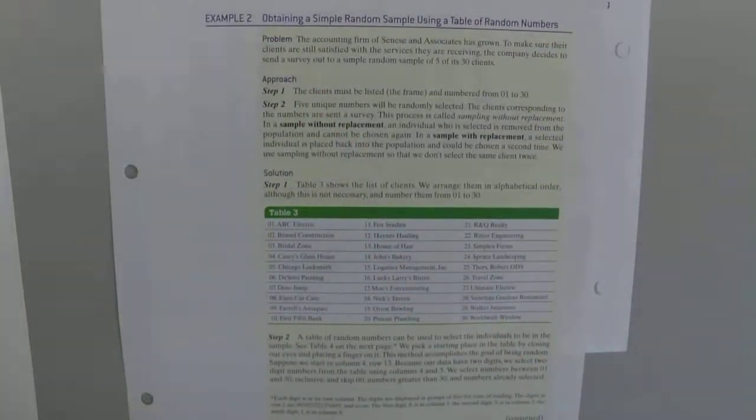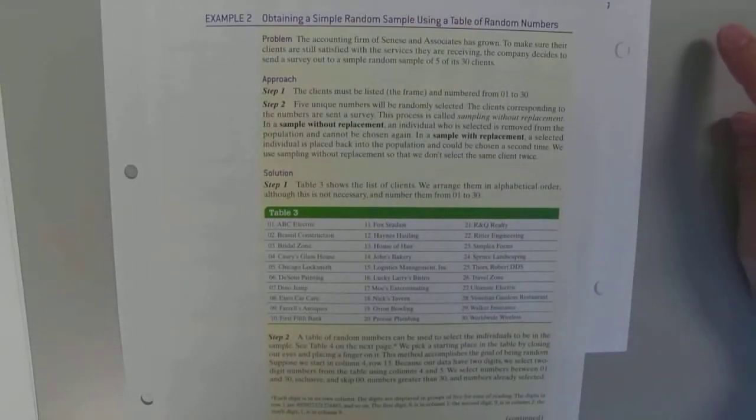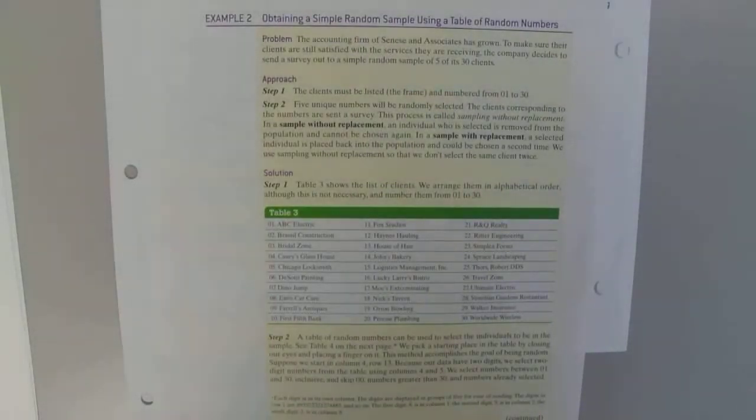Look at the problem. It says the accounting firm of Sinise and Associates has grown. To make sure their clients are still satisfied with the services they're receiving, the company decides to send a survey out to a simple random sample of 5 of its 30 clients. Okay? So basically, they're doing a good job. They want to make sure, is everybody happy? But they don't want to send it to everyone, so they just want to randomly choose 5.